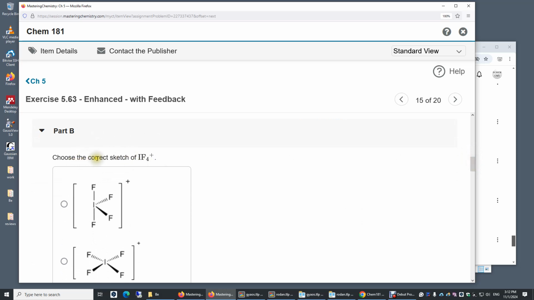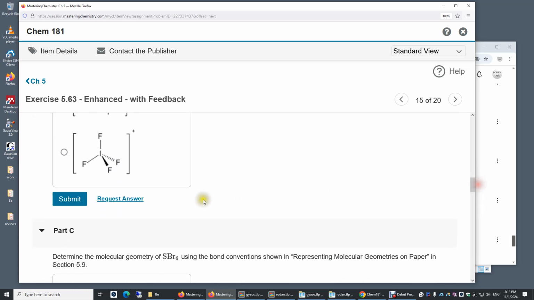Choose the correct sketch for IF4+. It's this one with 1, 2, 3, 4 bonds, and then a lone pair here. You have 2 lone pair electrons over here. Submit.